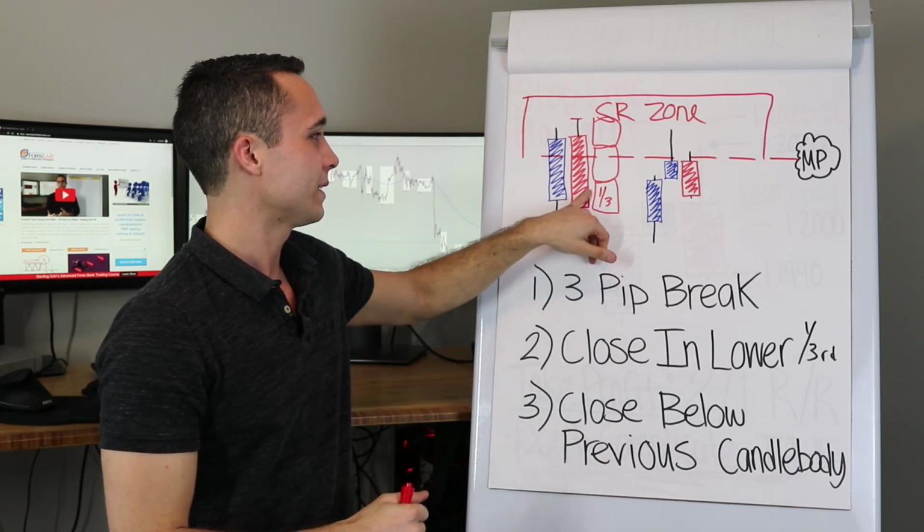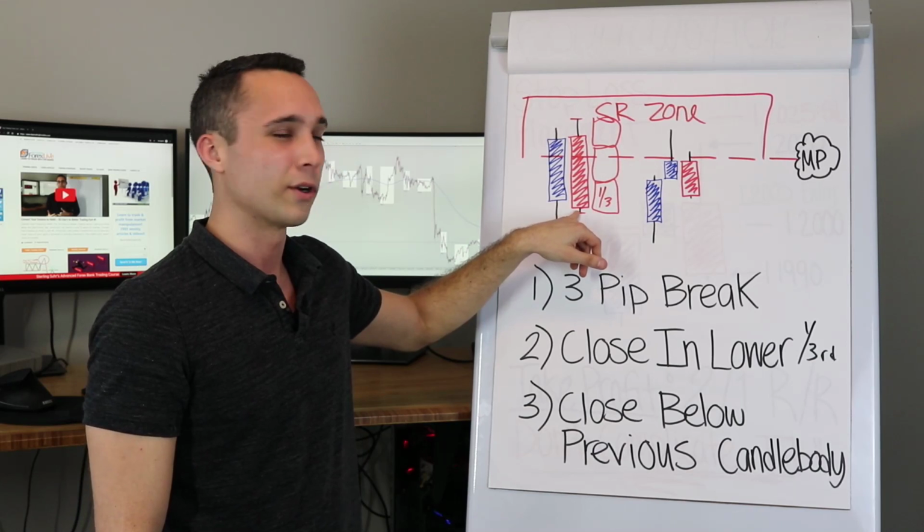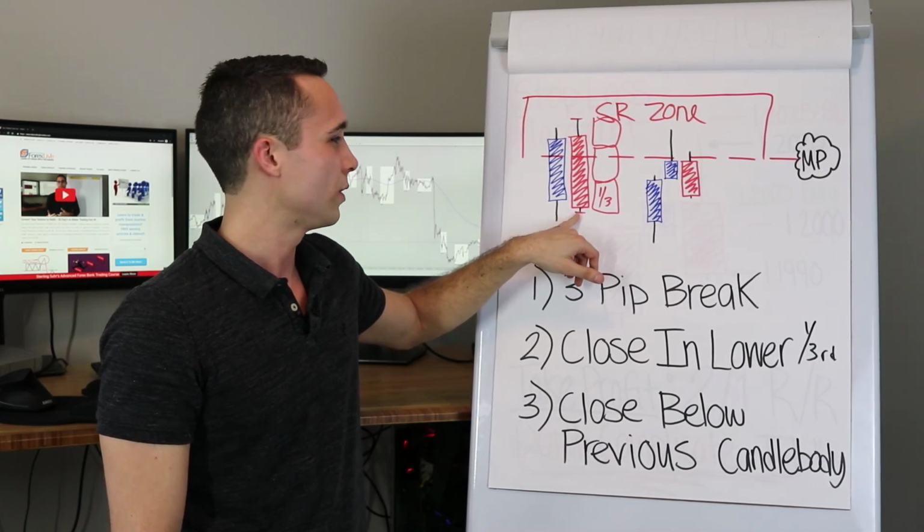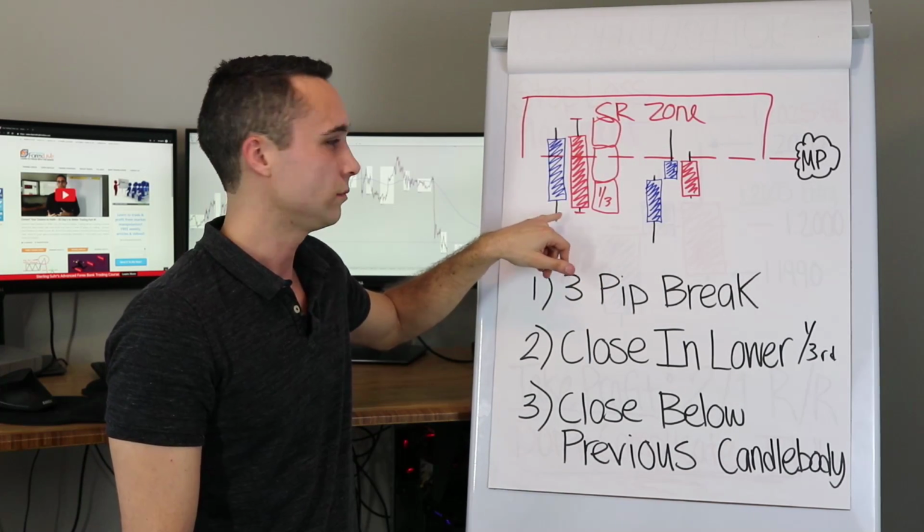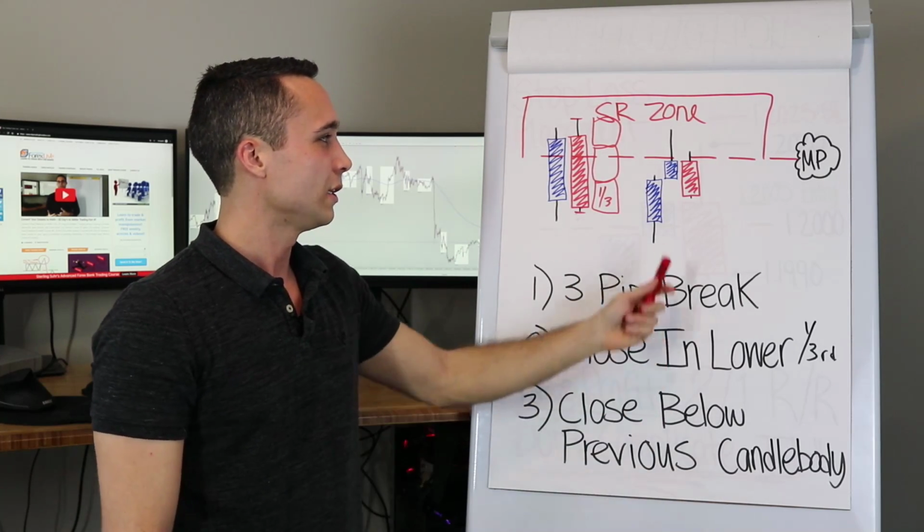So does this close in its lower third? And does it also close below the body of the previous candle? Well, you can see it very clearly does. Now, here's a little bit different setup.